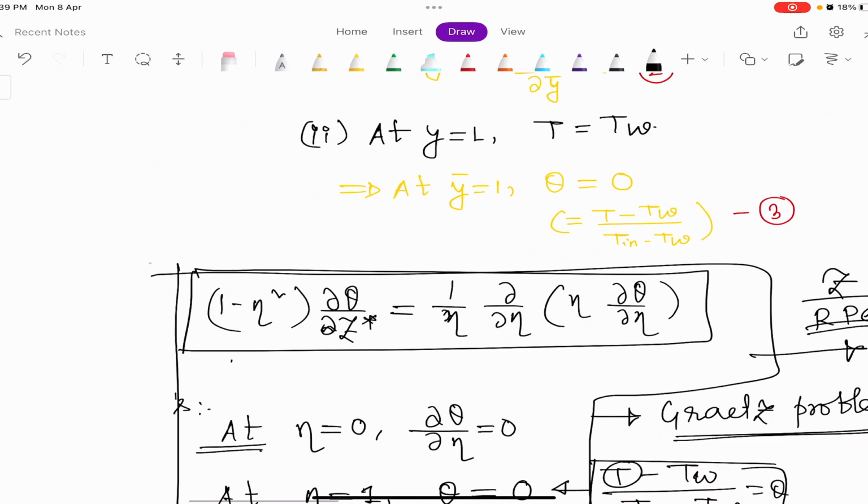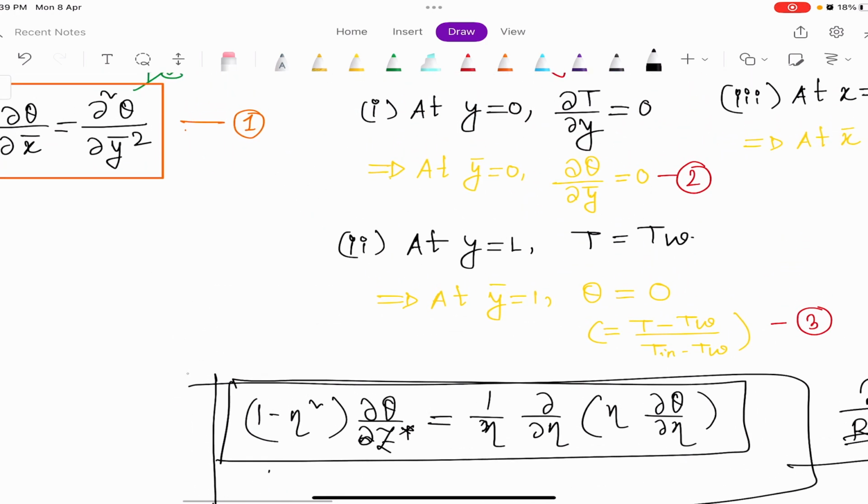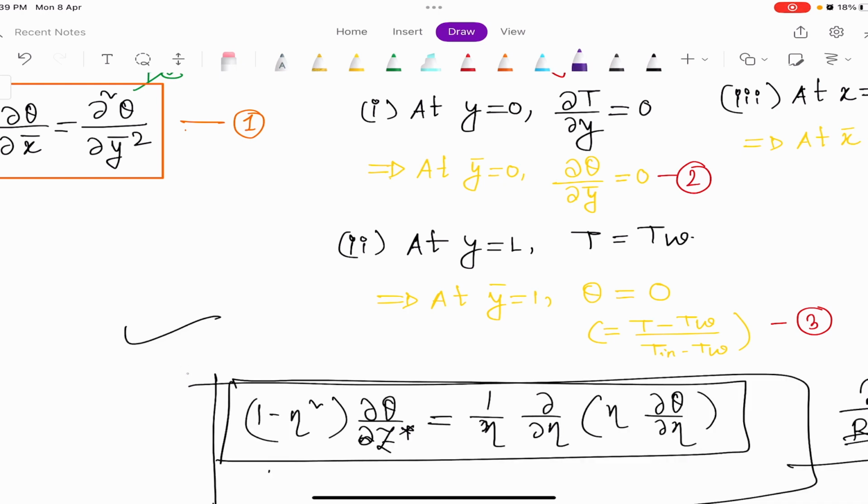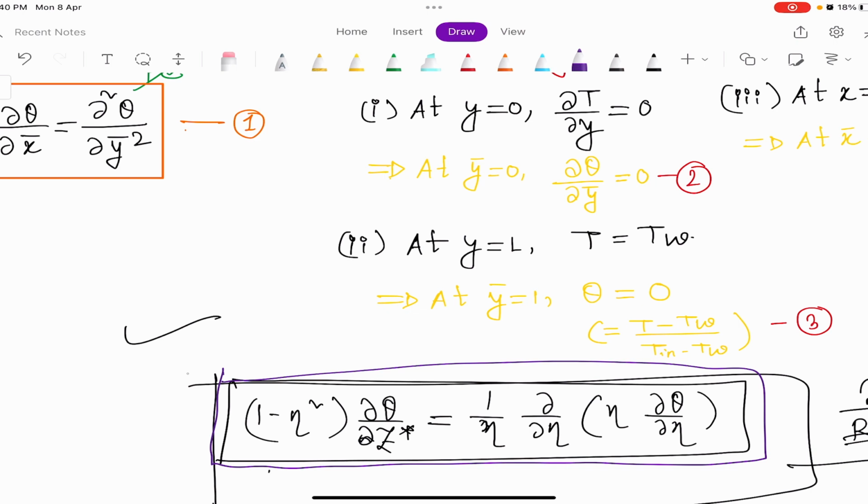Now you see this equation and this equation. I hope these two are visible. This was the governing equation for the Graetz problem for the pipe, and here equation 1 is the governing equation for the parallel plate channels. The only difference is that there we had 1 minus eta square, but here we don't have that, but otherwise this looks the same. There we have del theta del z star, here I have del theta del x bar, and in both I have the second derivative of the transverse coordinate.